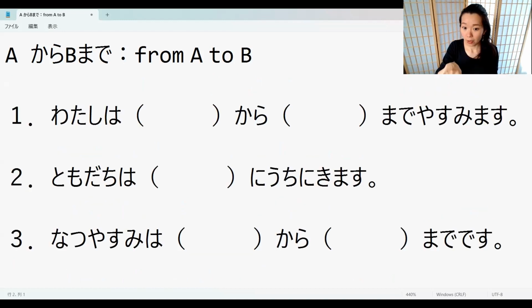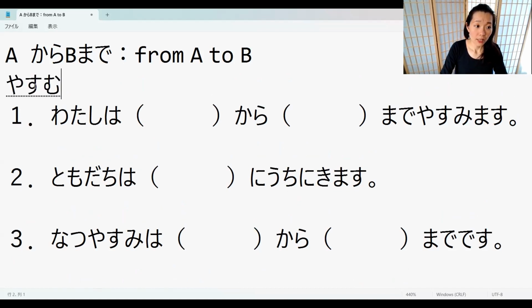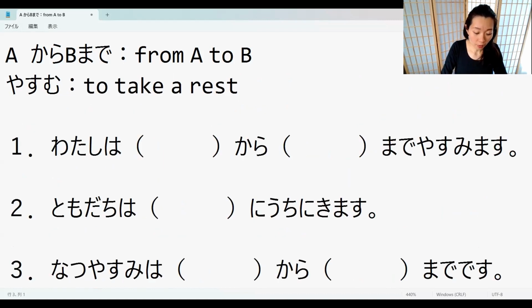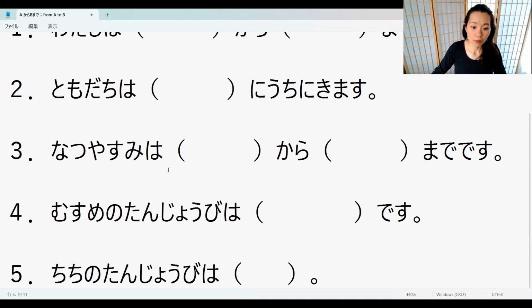Then I also use some verbs, which is 休みます. 休む is the original form, dictionary form, to take a rest or take a day off. And then 来ます, the dictionary form is 来る. 来る means to come. So that's the vocabulary I used.